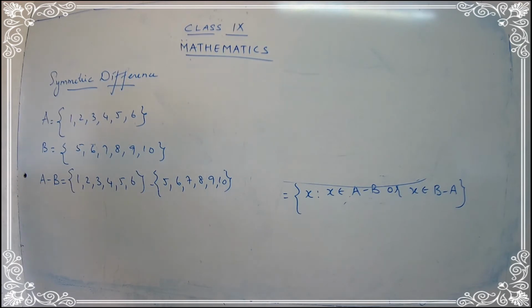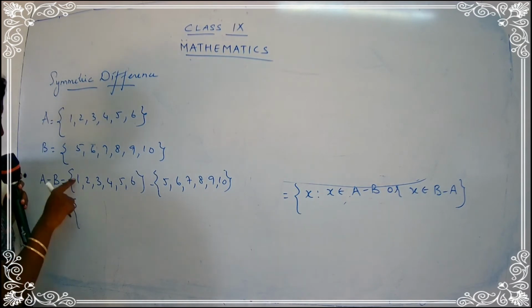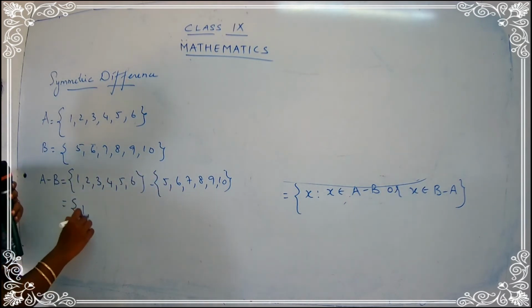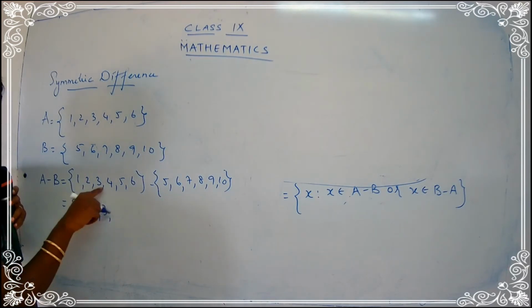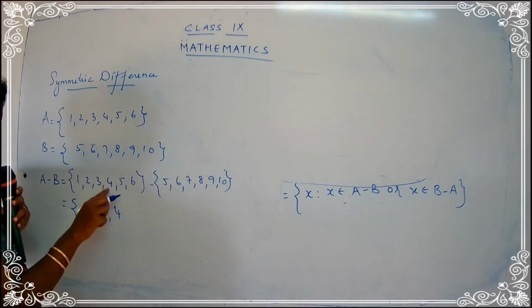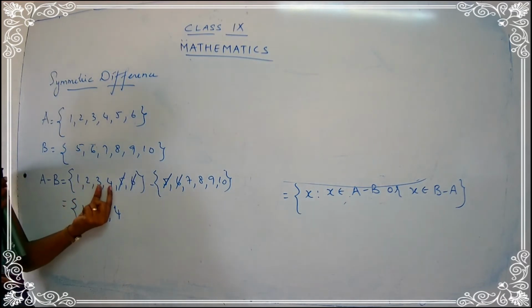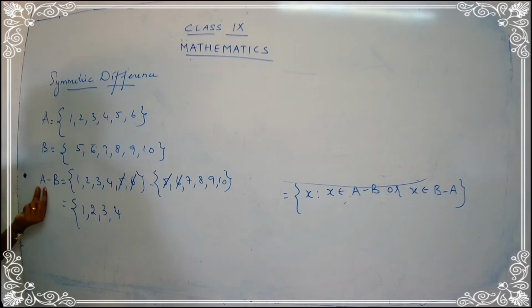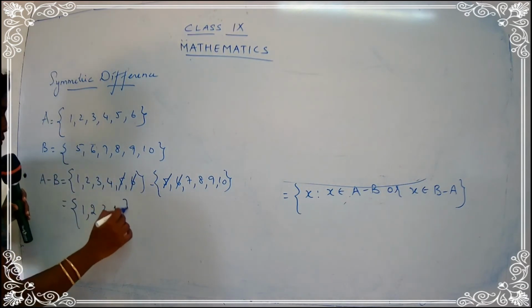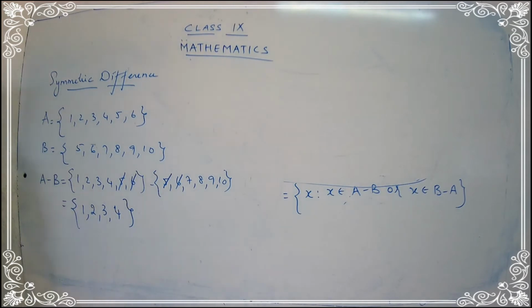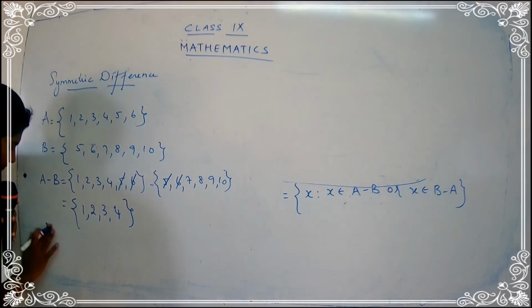So A minus B means present in A, not in B. So we want A. I don't want that in B. What about 1, children? 1 is present in A. I don't have it in B, so I can write 1. 2 only in A. 3 only in A. We don't have 3 here. 4 only in A. 5 and 6 are present here, so I cannot take 5 and 6. So 1, 2, 3, 4 were present only in A but not in B. So the answer is 1, 2, 3, 4. A minus B is equal to 1, 2, 3, 4. Clear? Okay. Now let's go for B minus A.